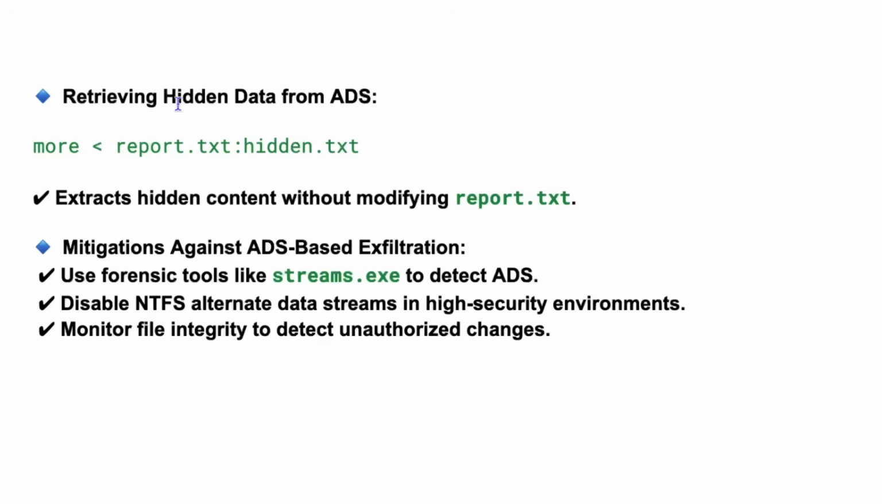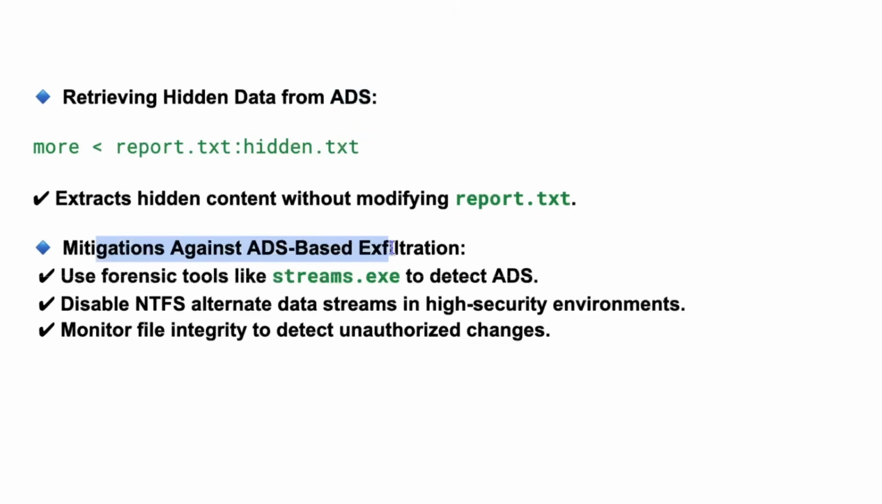If you want to retrieve the data that you just hid, it's also a very simple command where you do more, and then the arrow is facing this way now, and then you give it that full command again. So report.txt and then colon hidden.txt, and that will take whatever was hidden inside of this text file and extract it. It'll extract the hidden content without actually modifying the report.txt file, which is again very handy. So this is something that comes from these alternate data streams, and it happens to be very simple and easy to do.